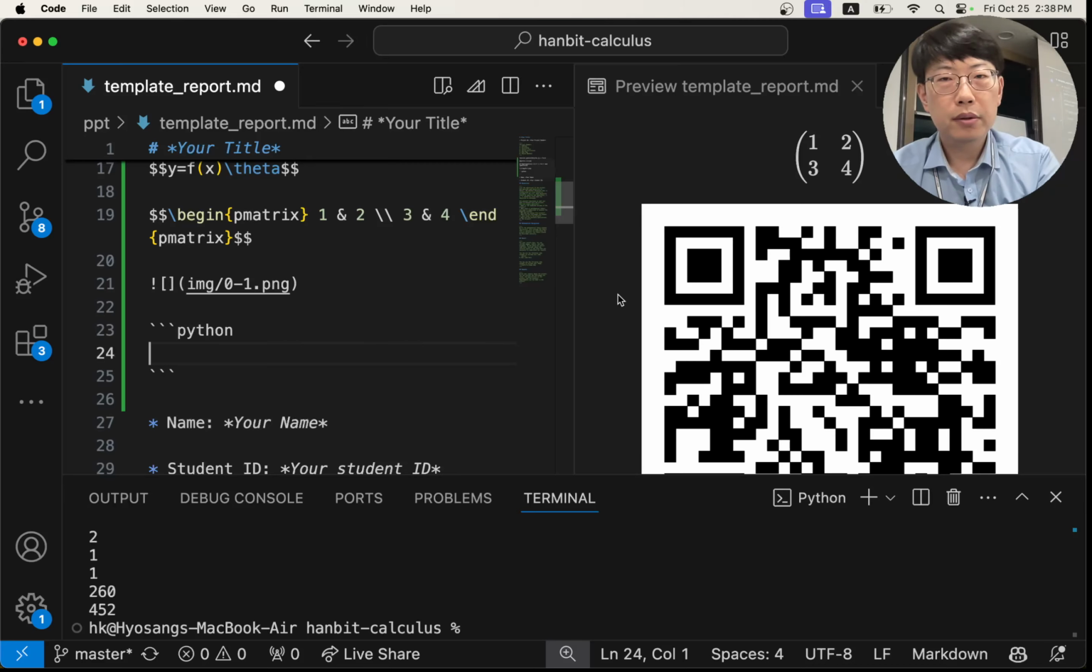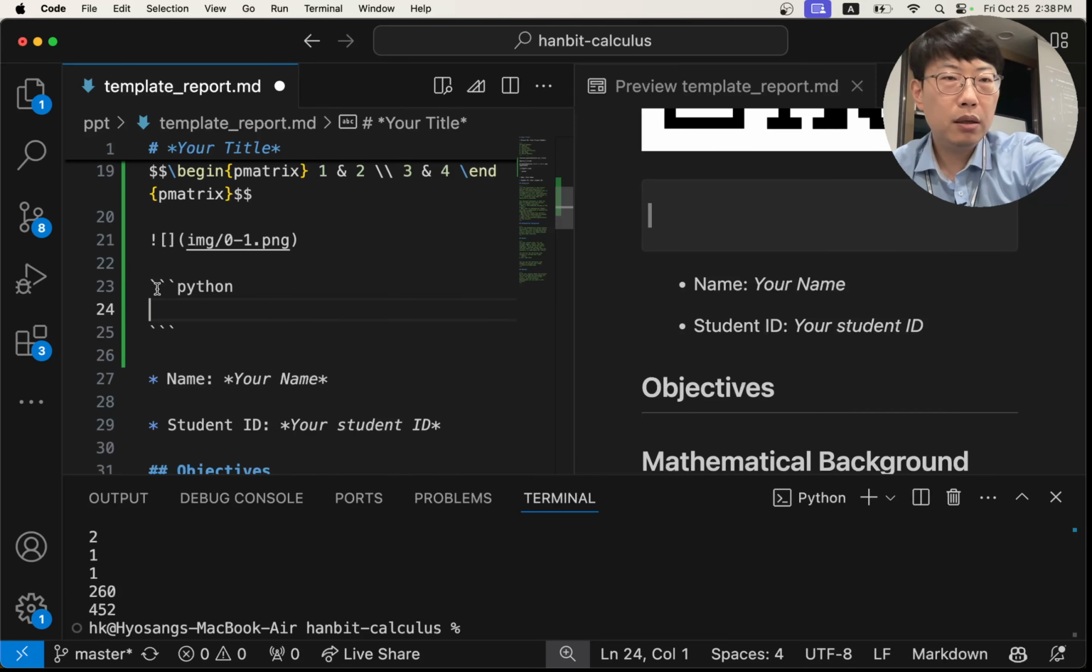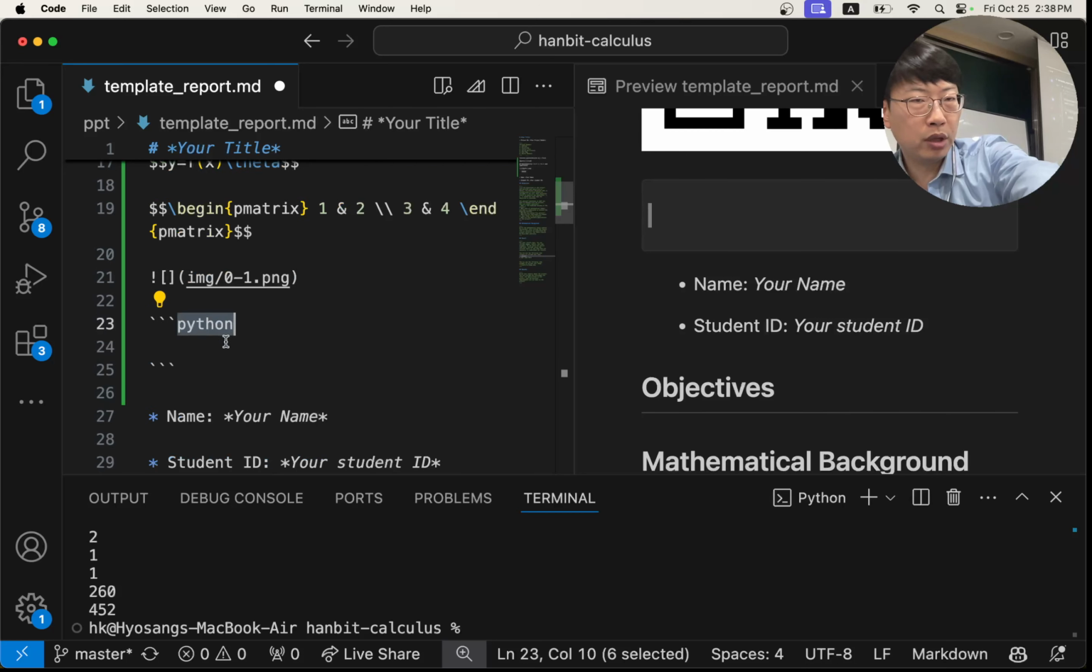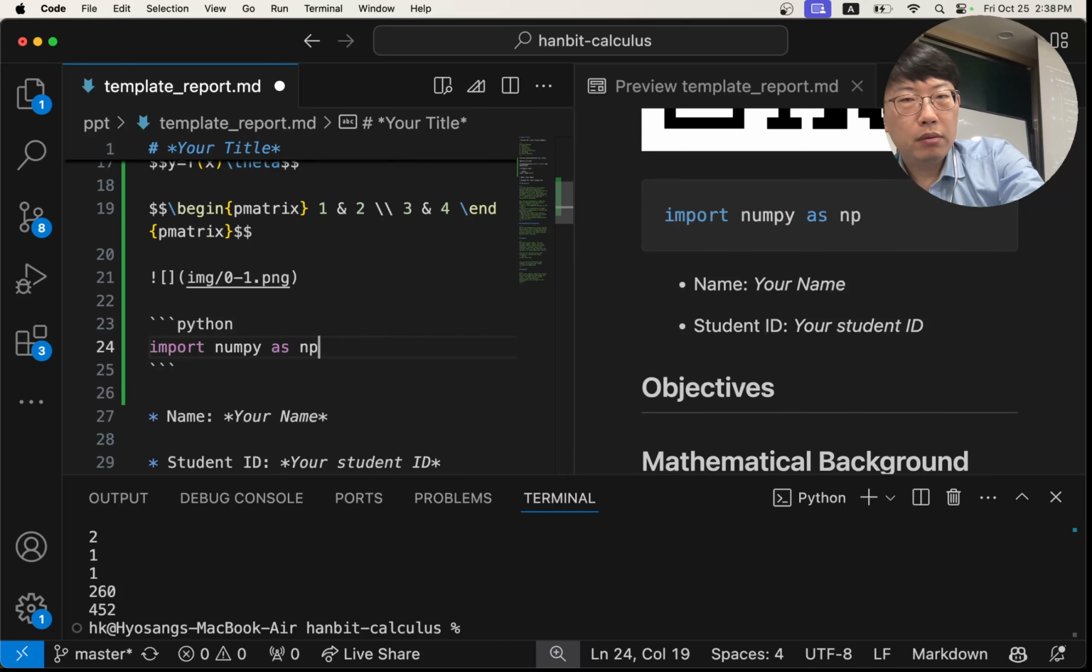So put a single quote sign ending with the 3 quote sign, and there is an indication of what kind of language you're trying to put in between. So you can post your code snippet like this. This is where you should put your code, and don't put the image of your code.